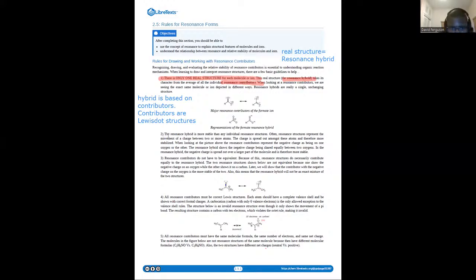So the resonance hybrid is more stable than any individual resonance structure. So let's see. Resonance hybrid is more stable than any individual resonance structure. So that's another idea. That's our second main idea.